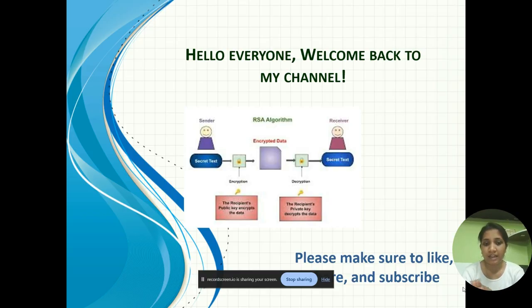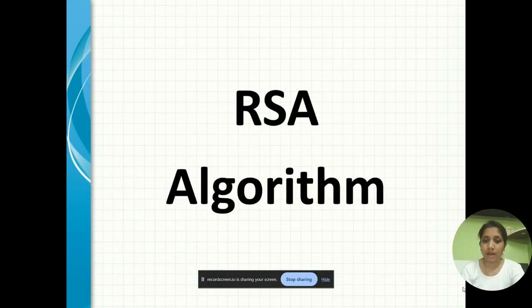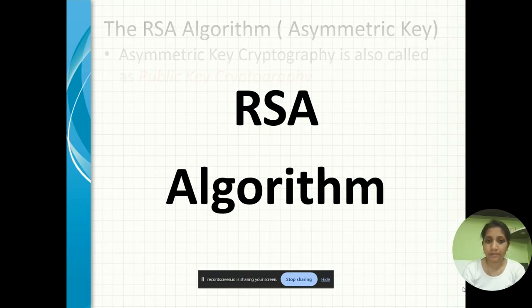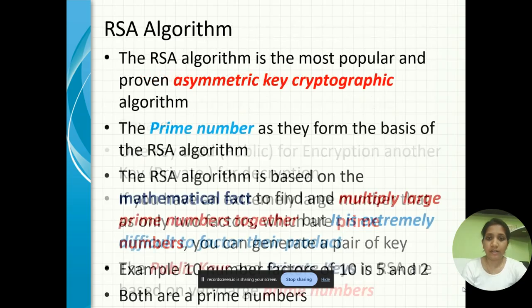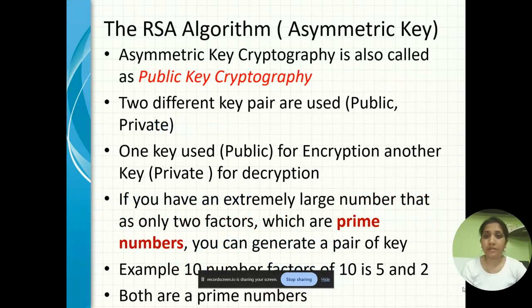Diving into the RSA algorithm. Let us start. Let us see what the RSA algorithm basically is. RSA is an asymmetric key cryptography algorithm, also called public key cryptography. Two different keys are used, a public key and a private key. The public key is used for encryption, and the private key is used for decryption.